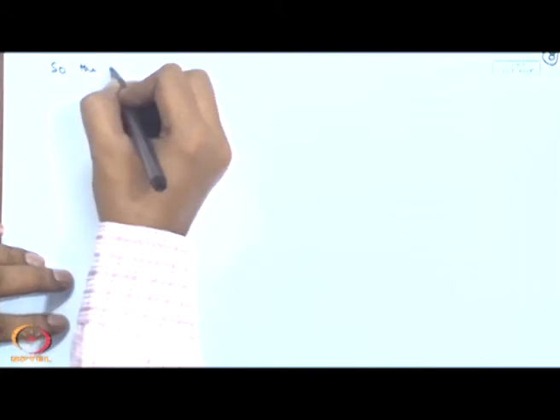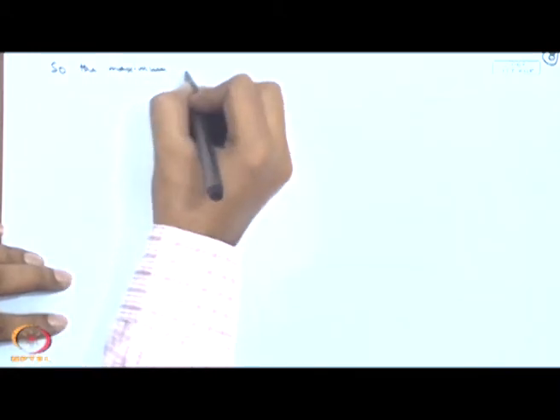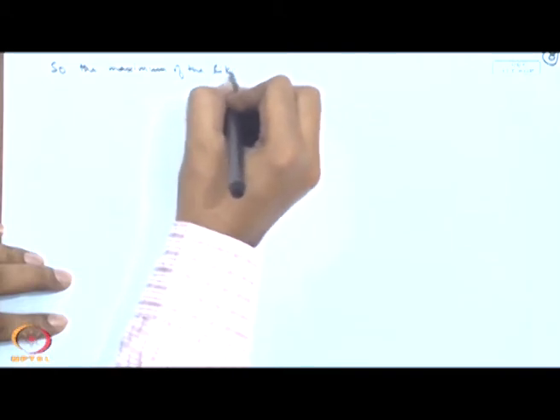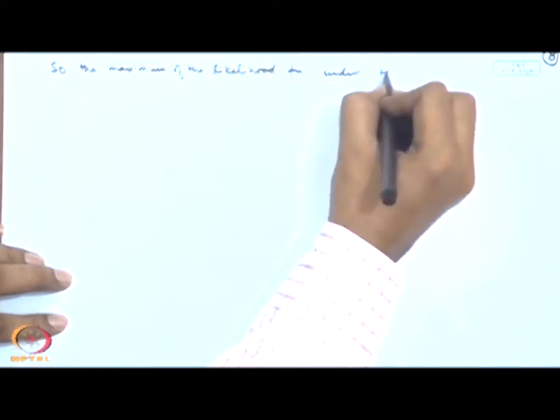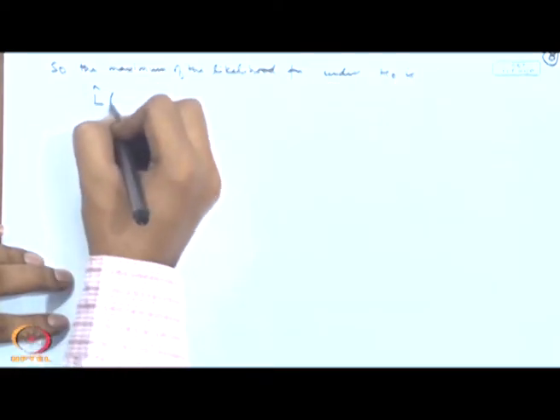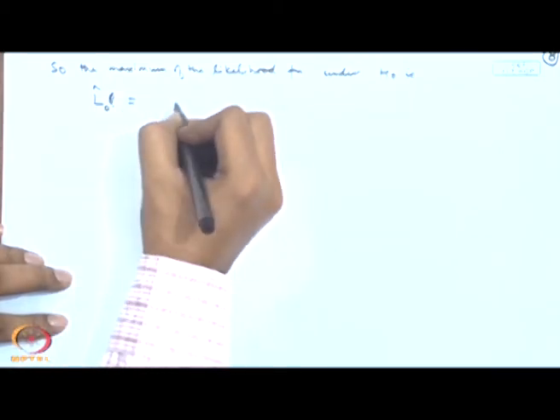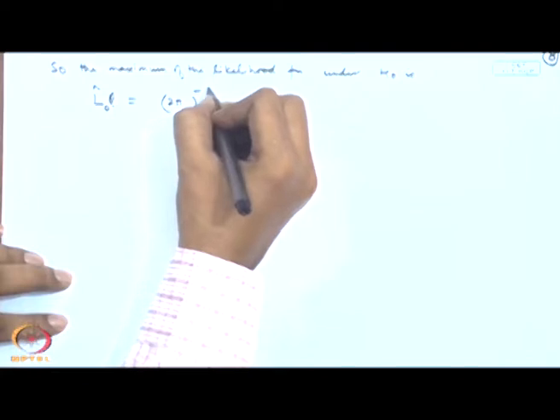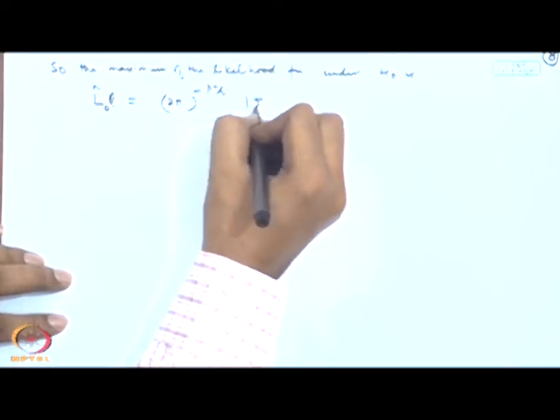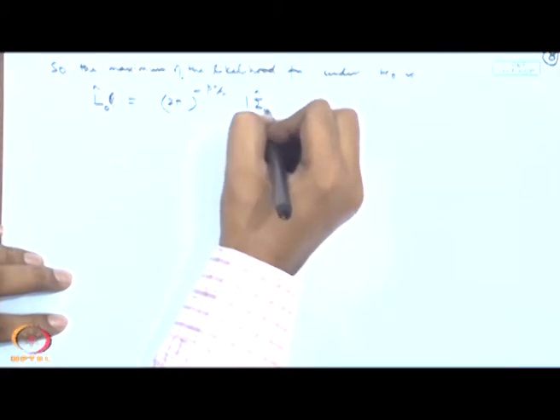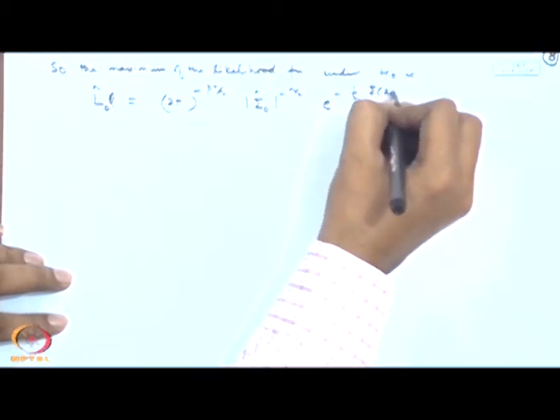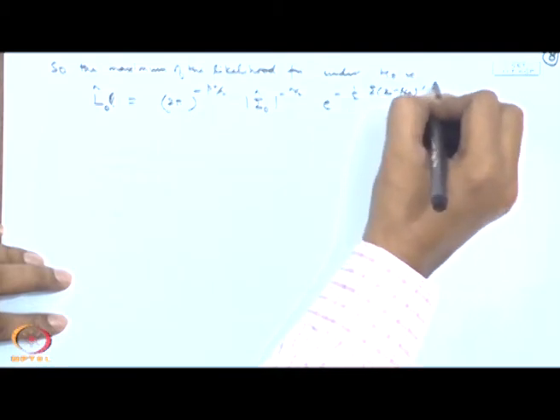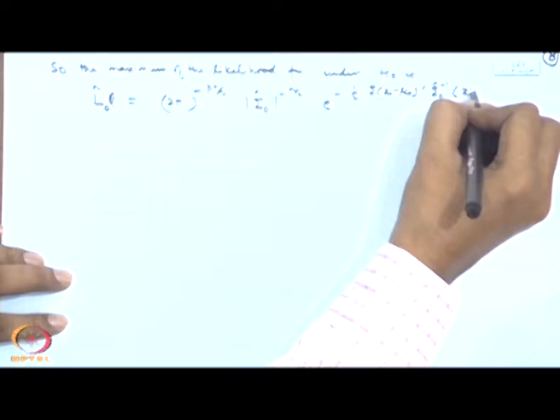So, the maximum of the likelihood function under H naught, let us call it L naught hat, is equal to (2 pi) to the power minus pn by 2, determinant of Sigma naught hat to the power minus n by 2, and this term here, e to the power minus 1 by 2 sum of (x_i minus mu naught) prime Sigma naught hat inverse (x_i minus mu naught).